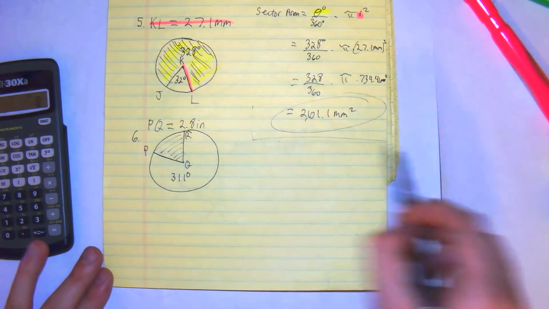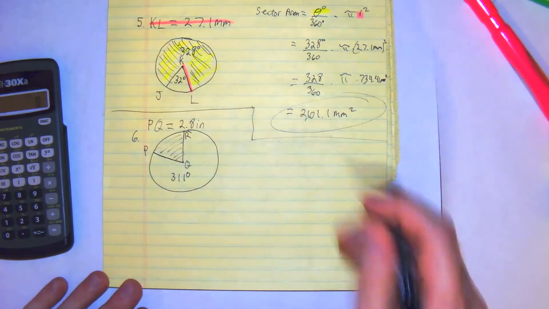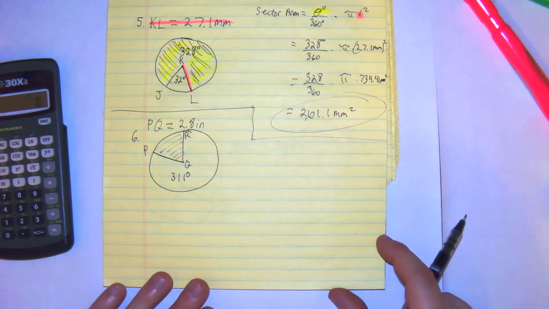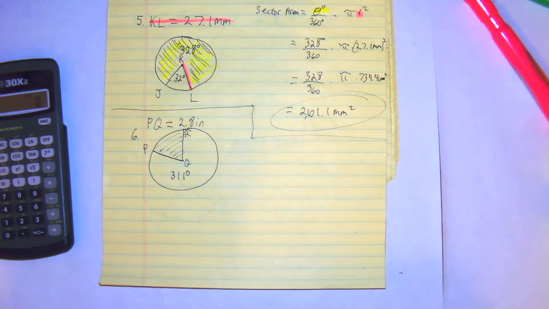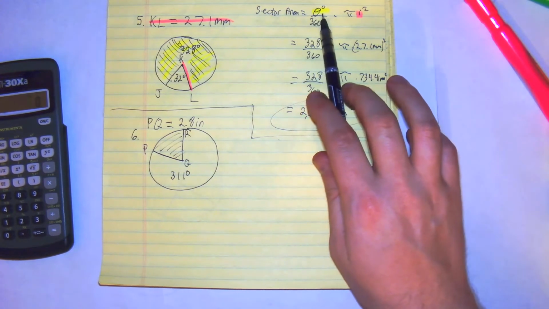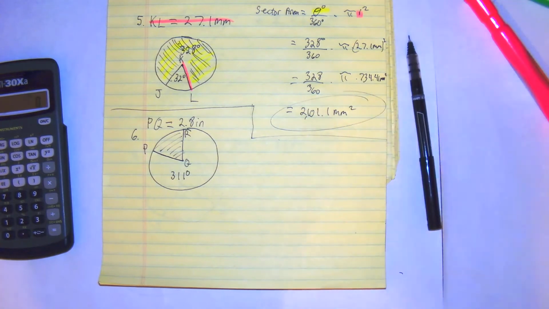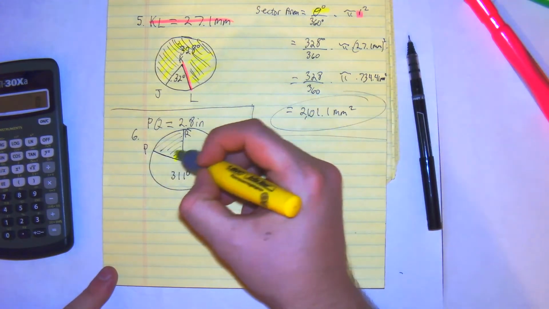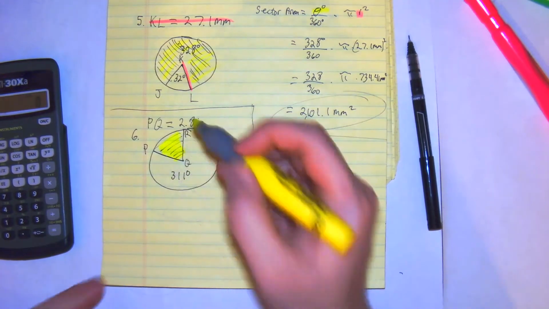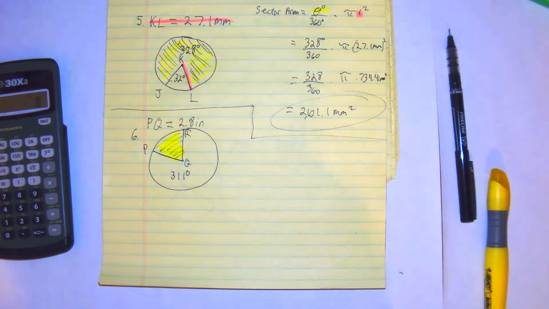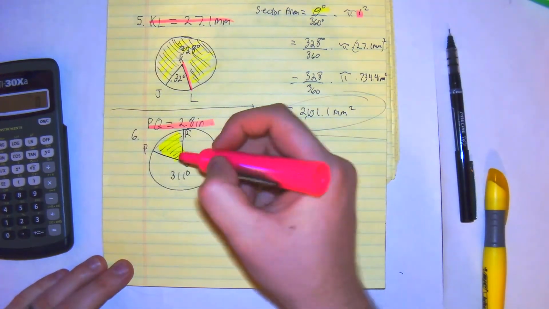For number 6, we'll keep moving on. We're going to look at this formula above here so we don't have to waste as much paper. So we have the sector area is equal to the degrees divided by 360 times the area of a circle, pi r squared. So our sector here is here. And our radius, given PQ, is 2.8.